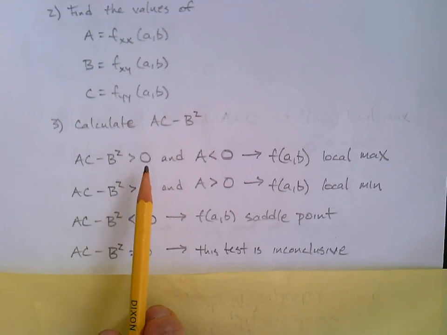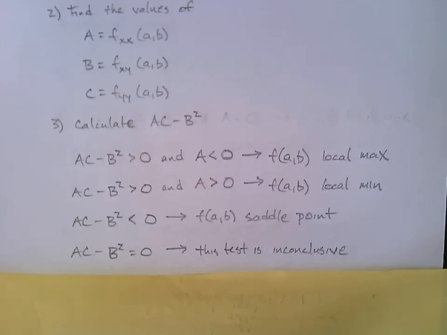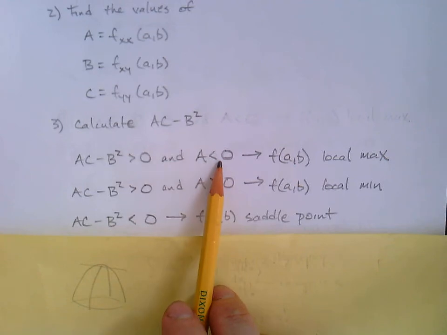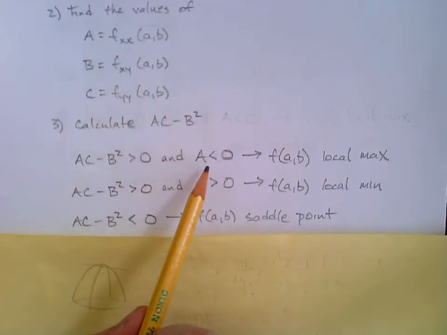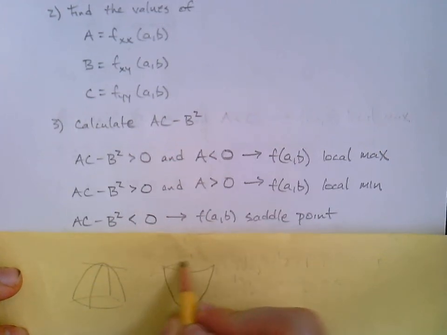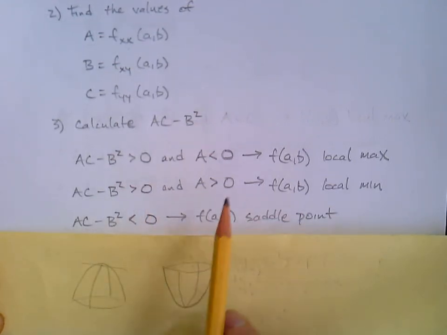Where do these come from? A positive value here means that the derivatives in the two directions agreed. So both are at a maximum in both directions, and A is negative. Remember, A is a second derivative. If that's negative, you're concave down, and if you're concave down, you've got a local max. For the next one, we know they agree, either both positive or both negative. But if A was positive, that means you're concave up, which means you've got a local min.